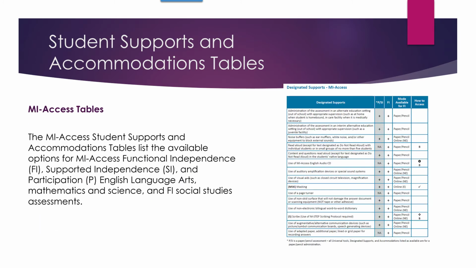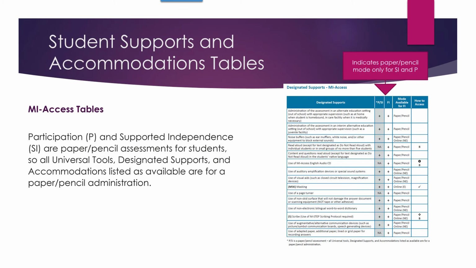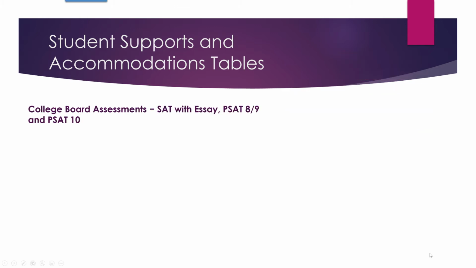The My Access Student Supports and Accommodations tables list the available options for My Access Functional Independence, Supported Independence, and Participation, English language arts, mathematics and science, and FI social studies assessments. Participation and supported independence are paper pencil assessments for students, so all universal tools, designated supports, and accommodations listed as available are for a paper pencil administration.